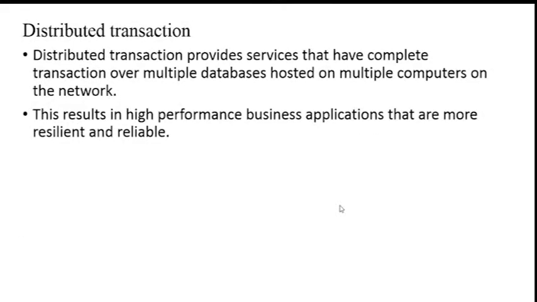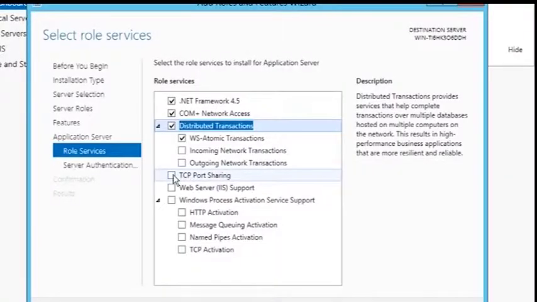And the third service that can be applied to the application server is distributed transactions. Distributed transactions provide services that have complete transactions over multiple databases hosted on multiple computers on the network. This results in high-performance business applications that are more reliable and resilient. So now you can select the three options, that is COM+ Network Access, Distributed Transactions and Message Queuing, and then you can click on Next.